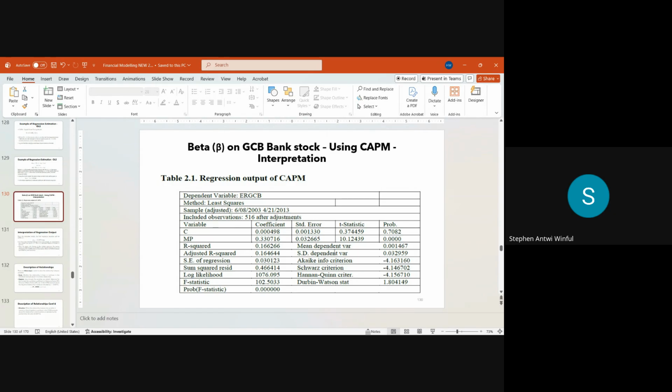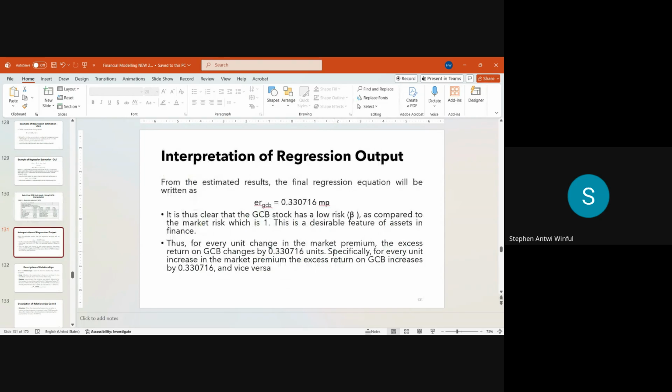Is that okay? And so when the p-value is above the level of significance, we fail to reject the null. So in this context, this alpha is insignificant. So in capturing our final equation, we don't bring that variable into our final regression equation. That is why in this context, the final equation ignored the intercept, and we only wrote the 0.330716.